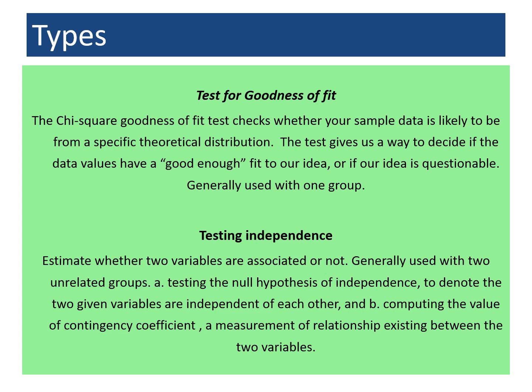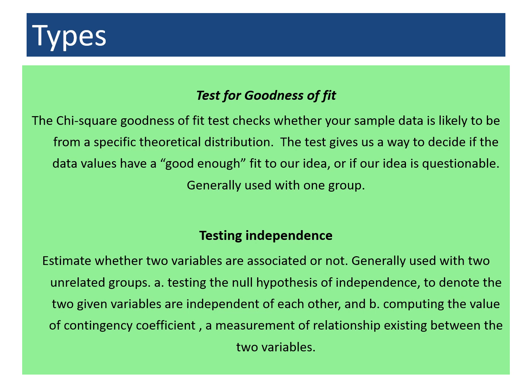So first type, test for goodness of fit. The chi-square goodness of fit test checks whether your sample data is likely to be from a specific theoretical distribution. The test gives us a way to decide if the data values have a good enough fit to our idea, or if our idea is questionable. It generally includes one group.